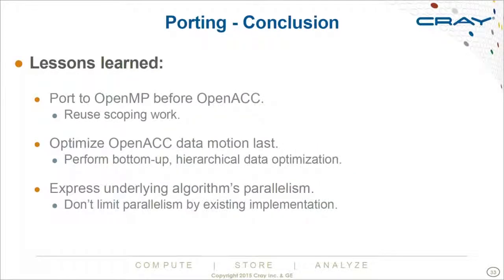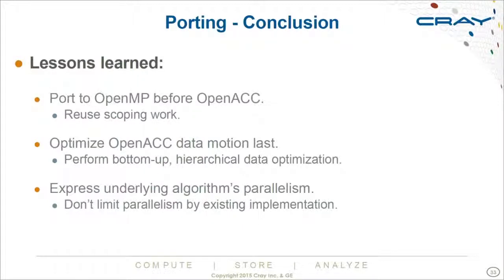So again, I just want to stress the key points that I'm trying to make here. First of all, OpenMP porting to the CPU is really a great stepping stone. You can reuse a lot of the scoping work, and frankly, it's easier. So if you can do something easier that's a stepping stone to something harder, go ahead and do it. I would recommend optimizing the data motion last. And what I tried to show with those call trees is that you can perform this bottom-up hierarchical data optimization process, to do a divide and conquer, so you don't have to look at all of the kernels and all of the functions at the same time.